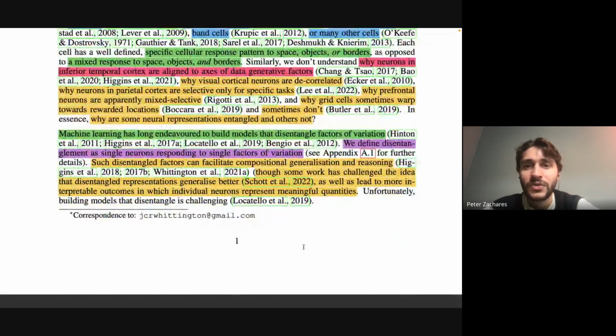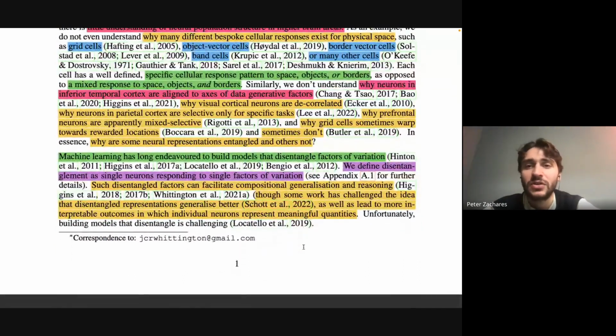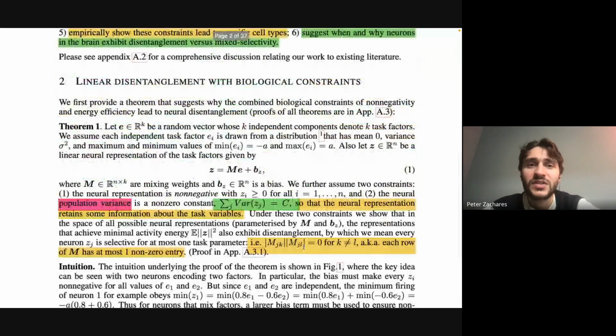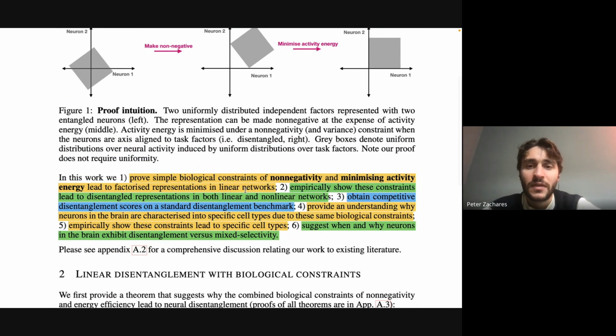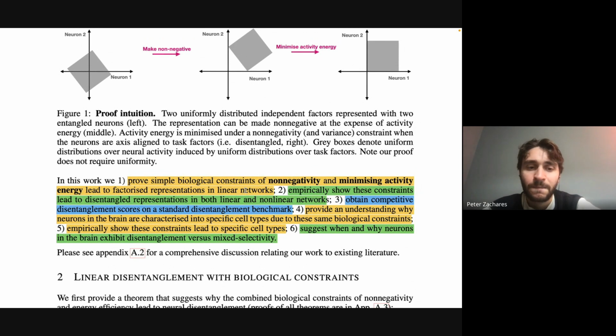So both in neuroscience to understand the brain and in machine learning, there are many reasons why we would want to understand how to learn a disentangled representation. So this paper is about how by enforcing the biological constraints of non-negativity and minimizing energy, you lead to a factorized representation in neural networks, which is basically saying leads to a disentangled representation.